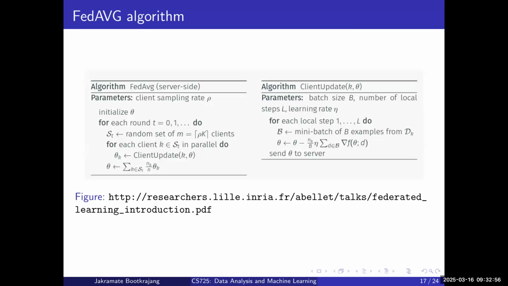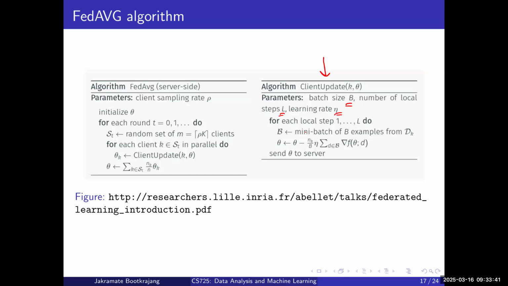And so when we have the objective function, we can try to minimize each of the devices at the same time. So we start from the right side first. So we have the client update. This client update will be performed on the client, right? So we have a batch size, we have the number of local steps, and then we have the learning rate. So these are the parameters for your client.